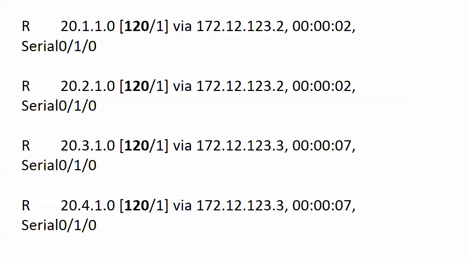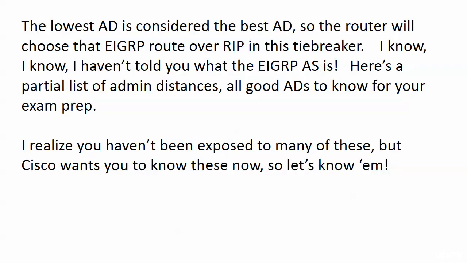Now, as far as all these other ADs go, I'm going to show those to you in a minute, but it occurs to me that I didn't tell you, well, how does it choose which one is the best AD, the higher one or the lower one? Well, the lowest AD is considered the best AD. The lower the administrative distance, the more believable the source of the route. So in this case, the router is going to choose that EIGRP route over RIP in the tiebreaker.